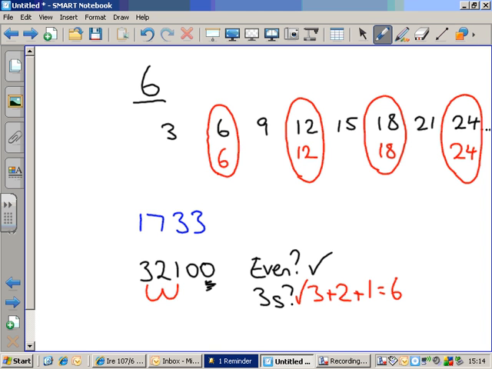So, in other words, this number, 32,100, is an even number, and it's in the 3 times table, which means that it will also be in the 6 times table. You get a big fat tick. Here's another number. Let's rub this one out.